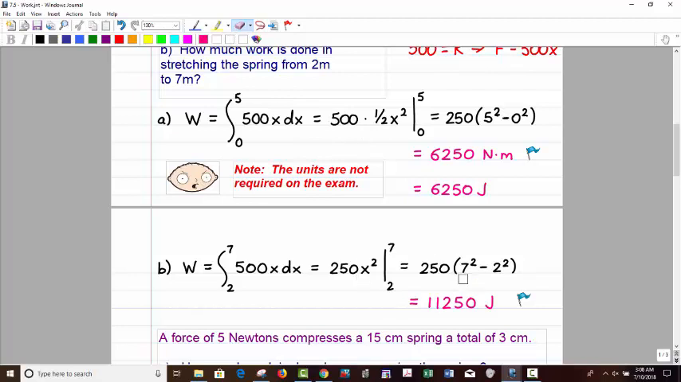And put in 7, put in 2, and this time we have 11,250 joules required to go from 2 to 7. I just thought I'd mention this. You see, it's taking a little more work.